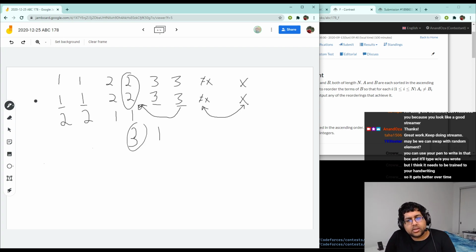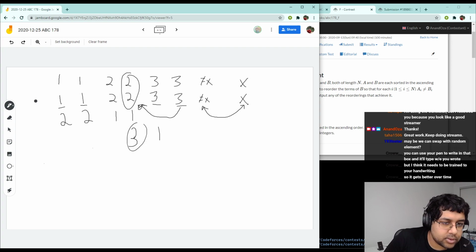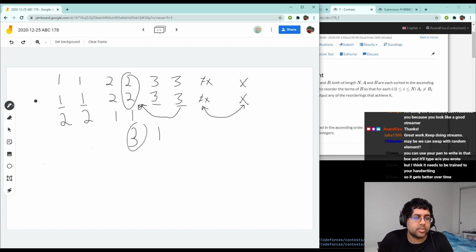So maybe we can make a list of all the valid indices, or make a list of the invalid indices, perhaps. Ah, yes. The other thing is, if we know that at most half the elements are equal to a given element, we can always make this swap without introducing another problem. So this solution definitely works. The only problem is potentially implementation.